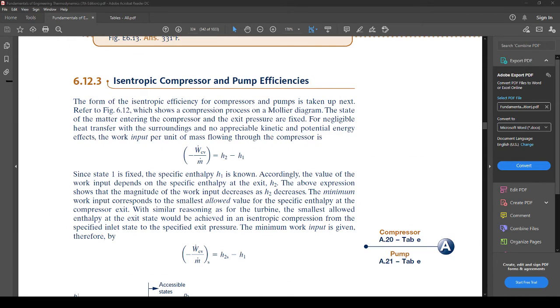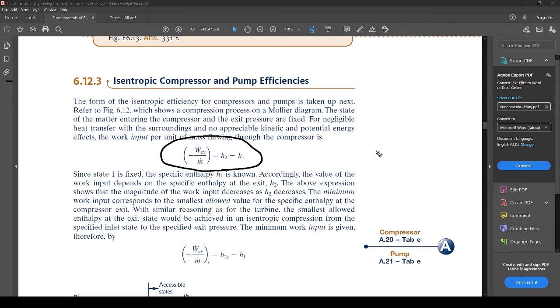But now we're going to move on to pump and compressor. So this is the one I mentioned earlier that can get a bit confusing. And maybe not confusing is the right word, but tricky. So it says the form of the isentropic efficiency for compressors and pumps is taken up next. Refer to figure 6.12, which shows a compression process on a Mollier diagram. We will not do that. The state of the matter entering the compressor and the exit pressure are fixed. For negligible heat transfer with the surroundings and no appreciable kinetic and potential energy effects, the work input per unit mass is the following. So it's the exact same as the one before, except it is flipped. So this is the reverse.